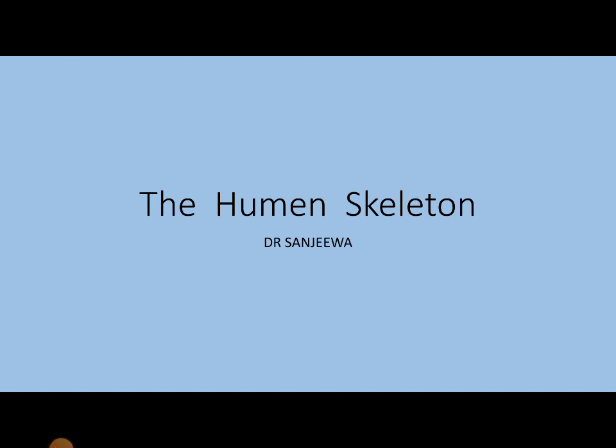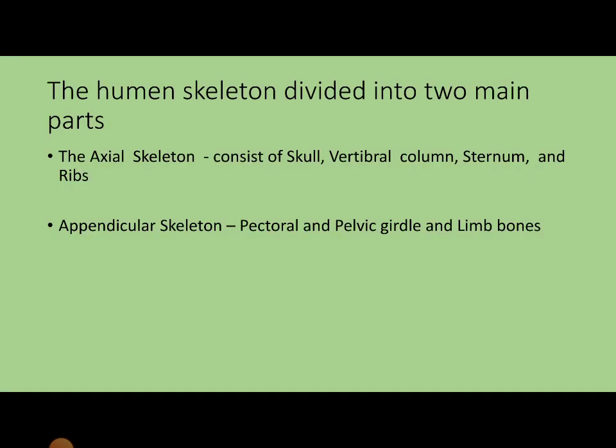The human skeleton. The human skeleton is divided into two main parts. The axial skeleton, that consists of skull, vertebral column, sternum and ribs. Then the appendicular skeleton, that includes pectoral and pelvic girdles and the limb bones.